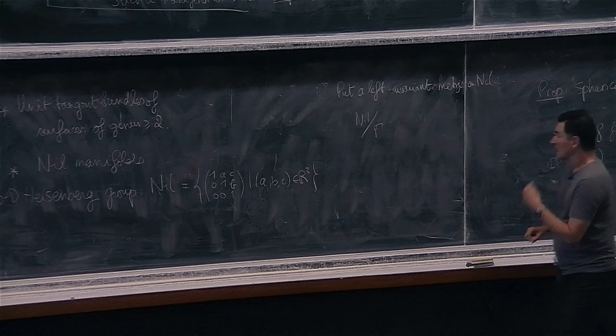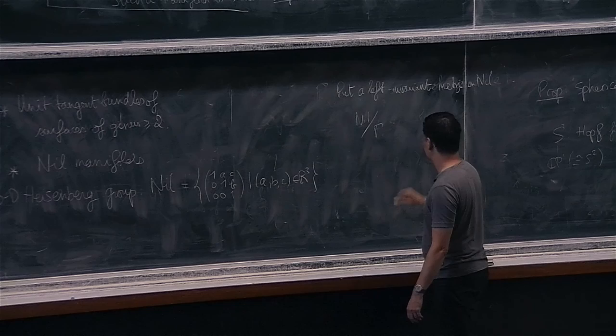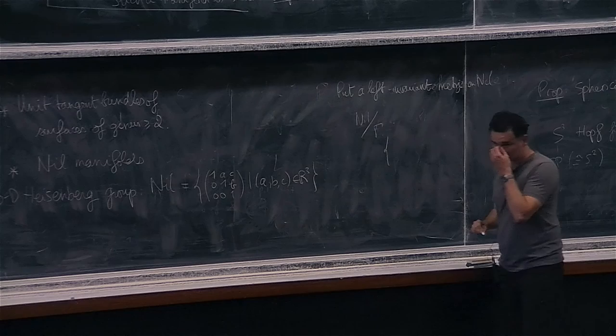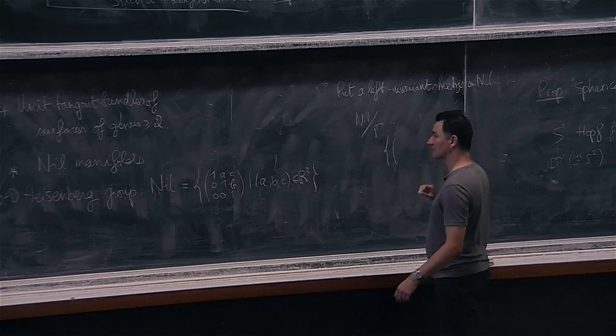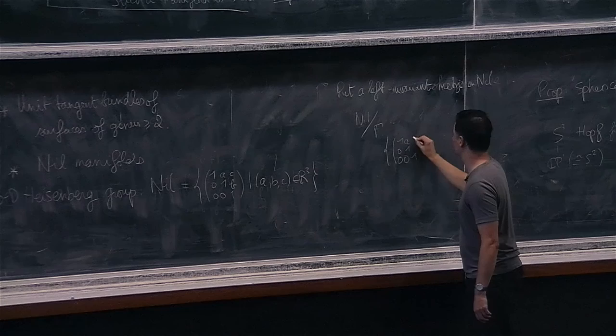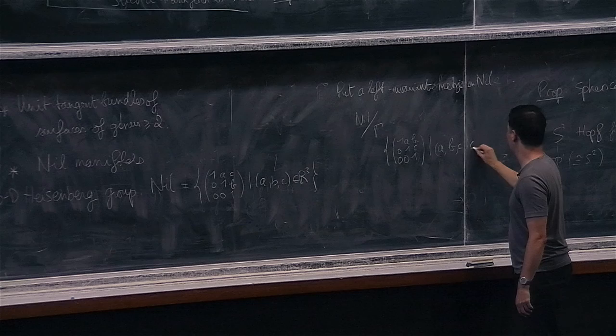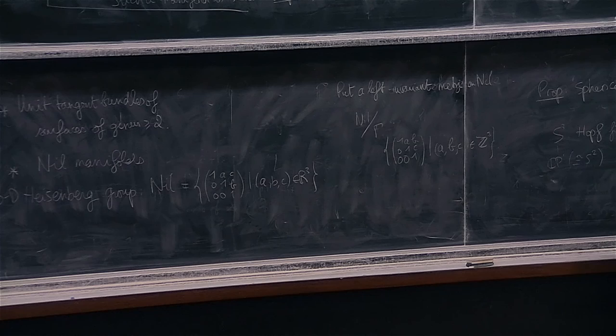And let me give one example which is simple to define. You take the group gamma, the integral Heisenberg group, so that's the same definition, but this time a, b, c are integers. And you can check, so this is a subgroup of the Heisenberg group.